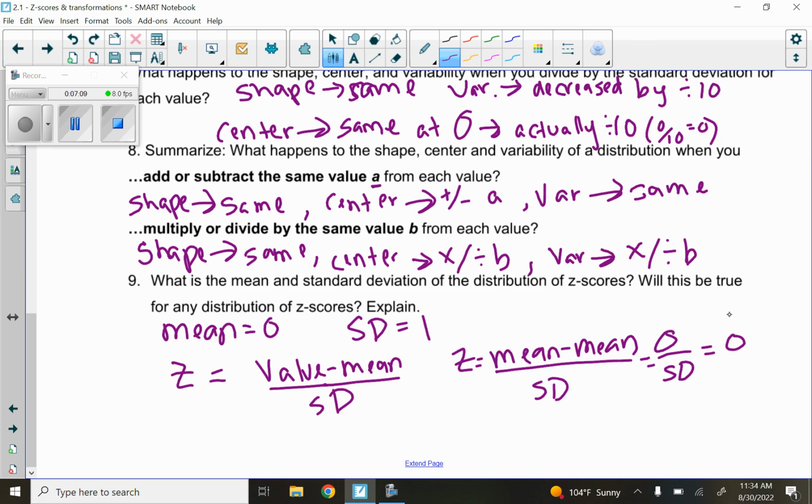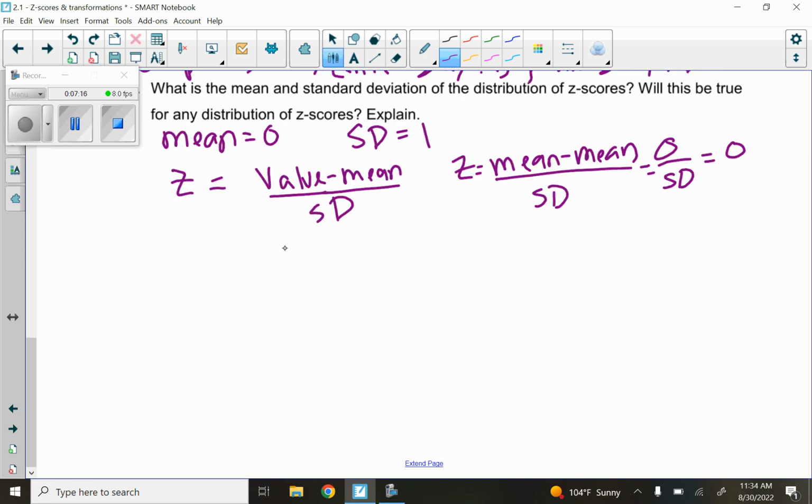And then as far as standard deviation, when we transform it, it ends up being standard deviation over standard deviation, which is going to equal 1.